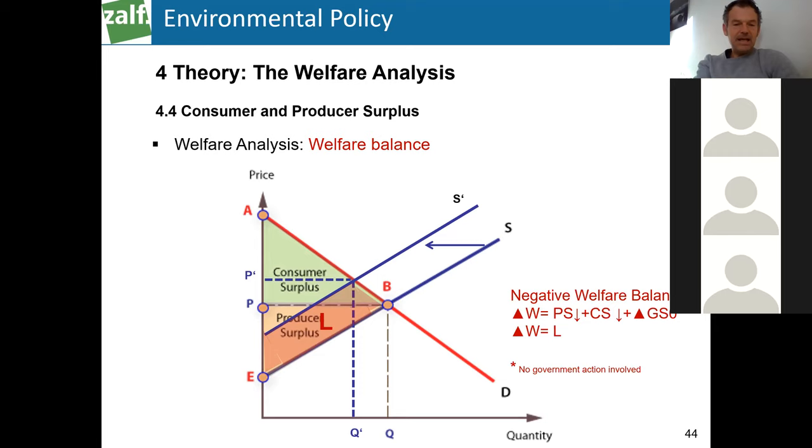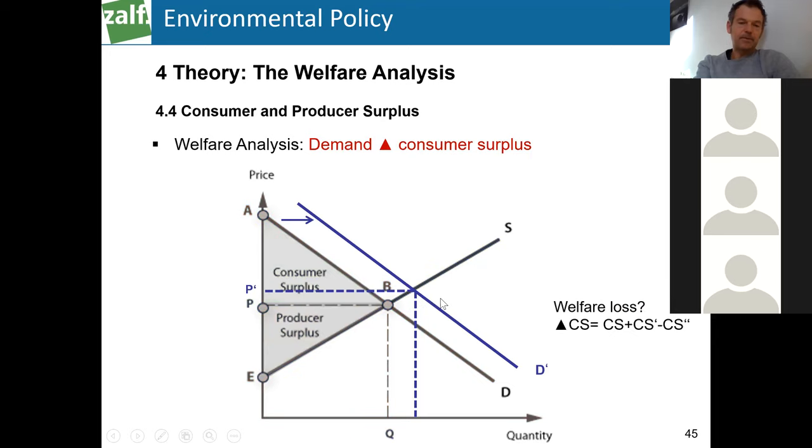Overall, you see, to simplify it, this was a very specific way to simplify it. We would have L, this corridor, that is the overall loss in terms of welfare if we have a full balance in the welfare analysis, if we have a shift of the supply chain. And this is how it is calculated.